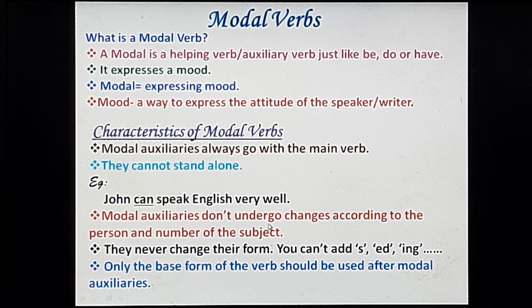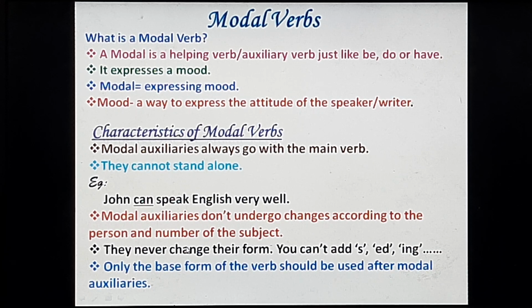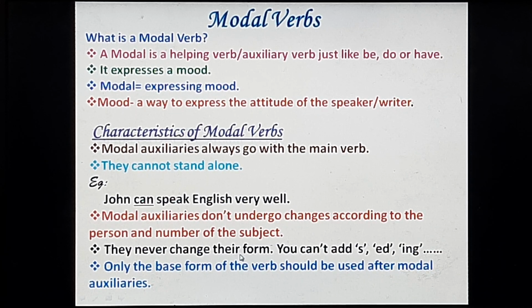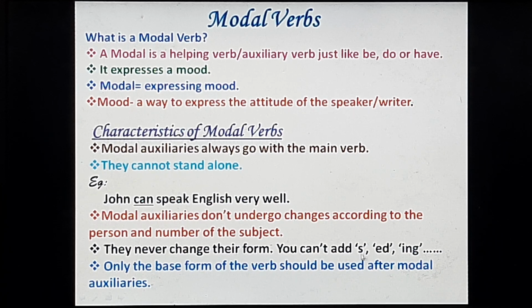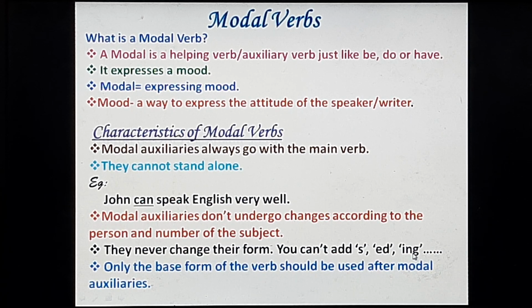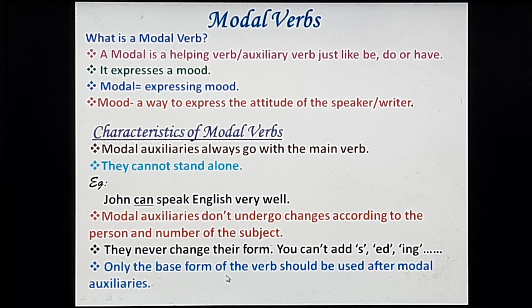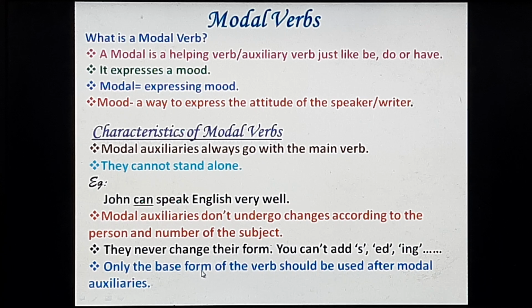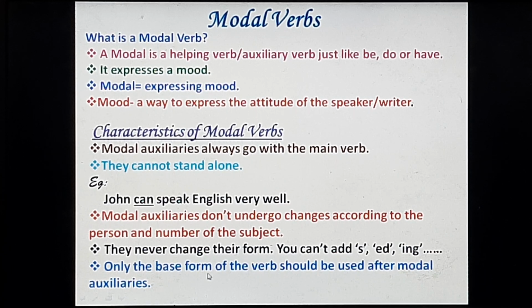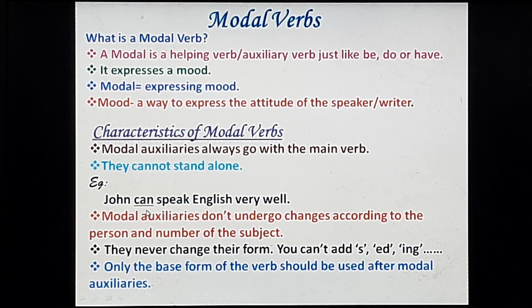Modal auxiliaries don't undergo changes according to person and number of the subject. They never change their form. You can't add s, ed, ing. So s is used in the simple present tense, ed is used in the past tense, and ing in the continuous tense. Whatever the tense be, your modal auxiliaries don't change. Only the base form of the verb should be used after a modal auxiliary. So the base form, that is the V1 form or the present tense form of the main verb, will be used along with the modal auxiliaries.